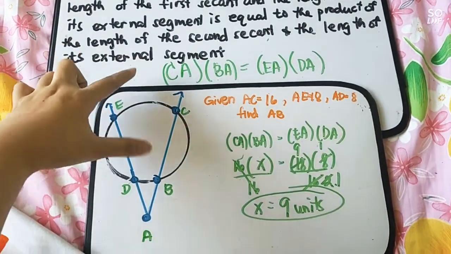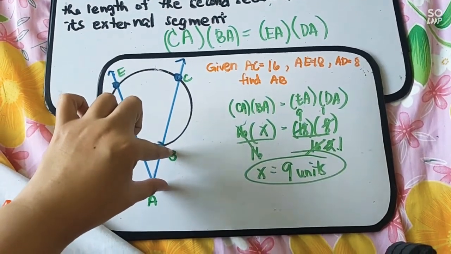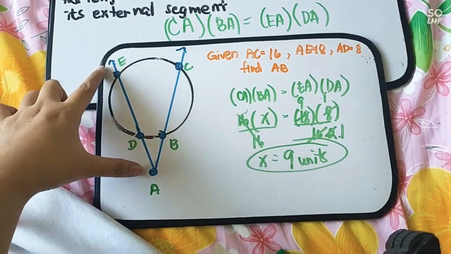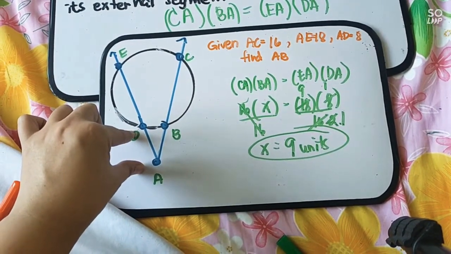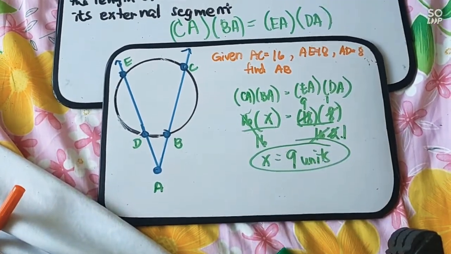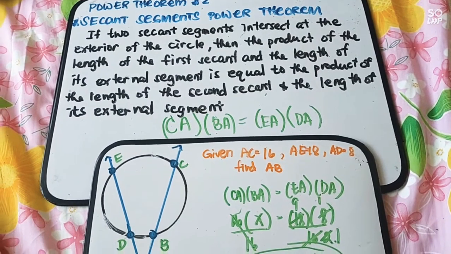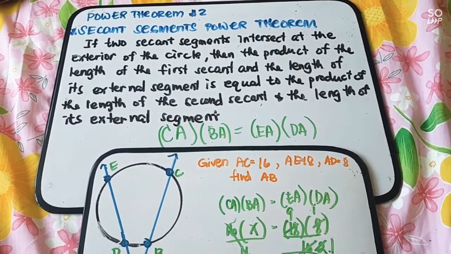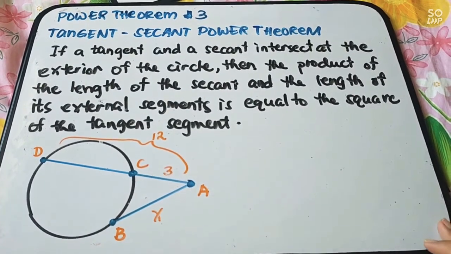Just multiply. The whole secant, multiply it by its external segment. Then it is equal to the whole of the other secant, multiply it again by its external segment. That is the second power theorem, the secant segments power theorem. Is it clear? Now, let's move on with the last power theorem.